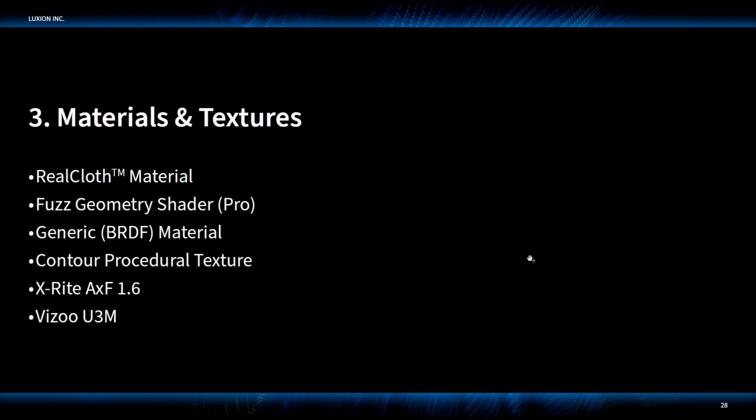Category 3 is materials and textures. This is another very exciting new area of features. The RealCloth material, which we've seen some amazing examples from some of the beta testers. We have the Fuzz geometry shader, the generic material, which I touched on earlier with the Substance Painter importer, the Contour procedural texture, X-Rite AXF 1.6 support, and Vizoo U3M support.